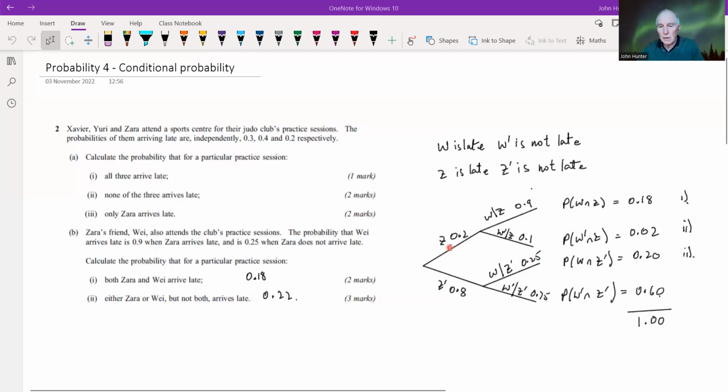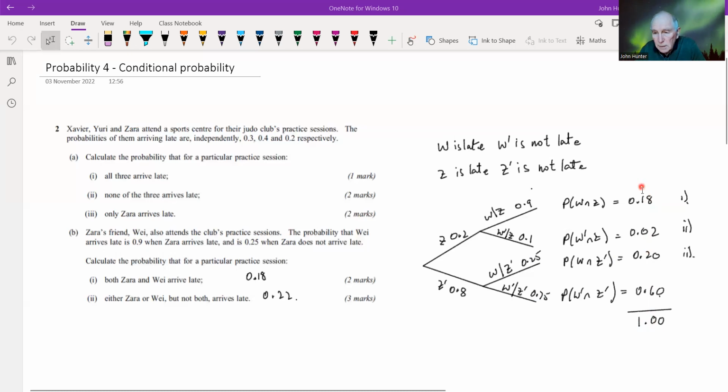So we've got all our bits, and we've got all our branches. We can multiply these together to give us our leaves. The leaf is the intersection of these two things, that's Wee being late and Zara being late. If we multiply these two together, 0.2 times 0.9, we get 0.18, and so on and so forth, and we can work our way down the probability tree. If we add all those up, we get 1.00. That means we've multiplied correctly.